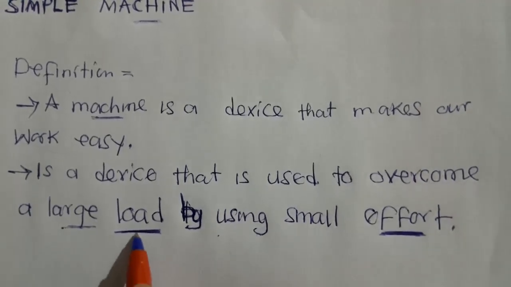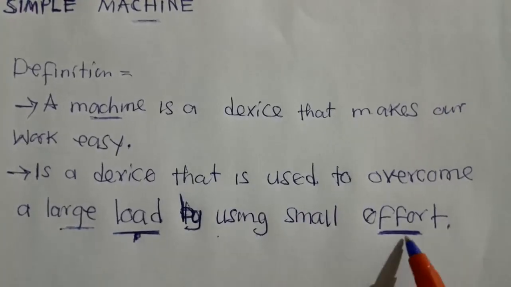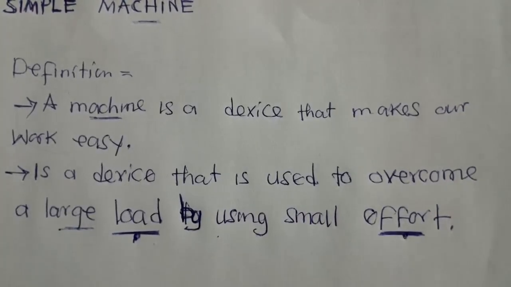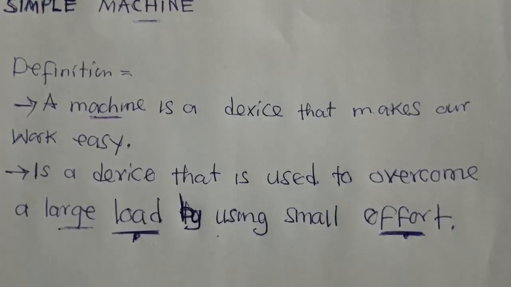I've used these two words, load and effort. These are the terms that you are going to meet even as we get to go deeper and expand more on this topic called simple machine. So this is a definition that you need to understand. If I ask you, what is a machine? Just give me that a machine is a device that is used to overcome a large load by using small effort or small amount of effort.